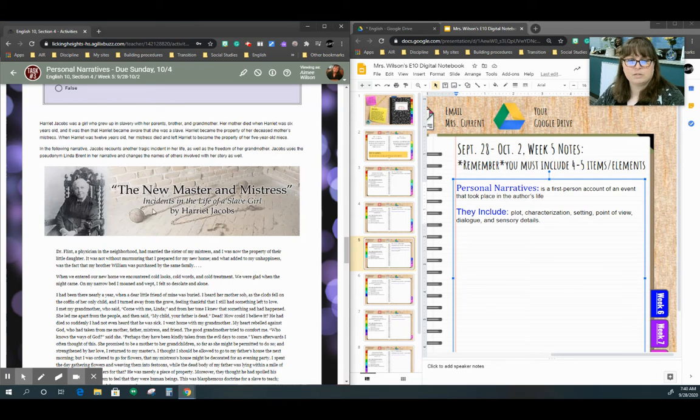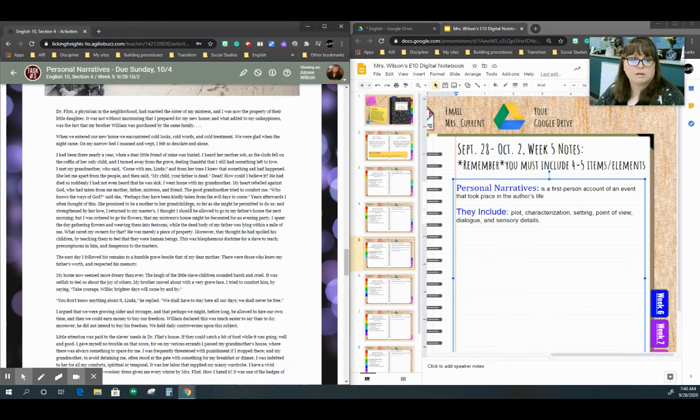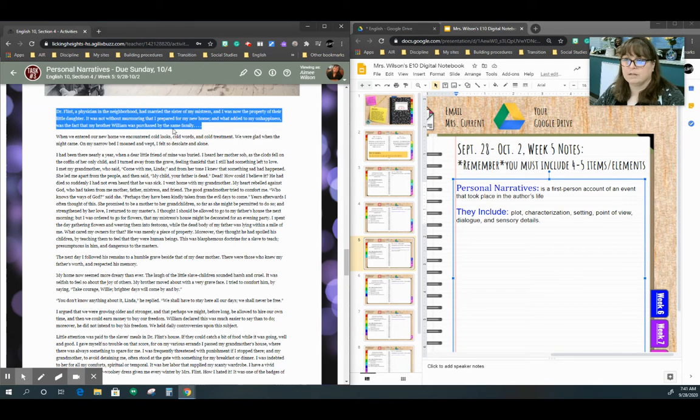The New Master and Mistress, Incidents in the Life of a Slave Girl by Harriet Jacobs. Dr. Flint, a physician in the neighborhood, had married the sister of my mistress, and I was now the property of their little daughter. It was not without murmuring that I prepared for my new home, and what added to my unhappiness was the fact that my brother William was purchased by the same family. Wonder why she's sad that her brother was purchased too.